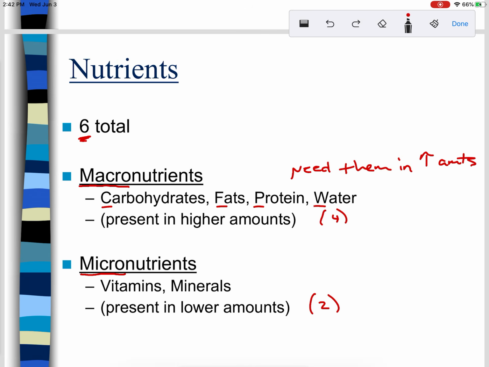If you look at these examples, it shouldn't be that surprising. We need a lot of carbohydrates, energy. We need a lot of protein. We got a lot of muscles to give structure to. We need a lot of water. Our body's about 60% water. So these are considered macronutrients because we need them in higher amounts. Versus vitamins and minerals, which are considered our micronutrients because we need them in smaller amounts.